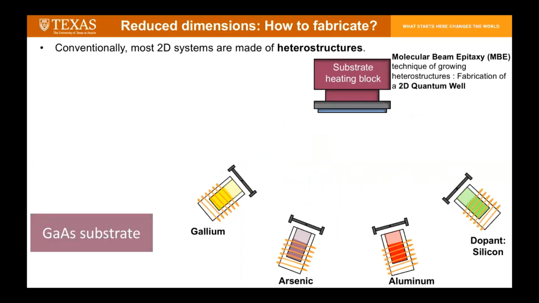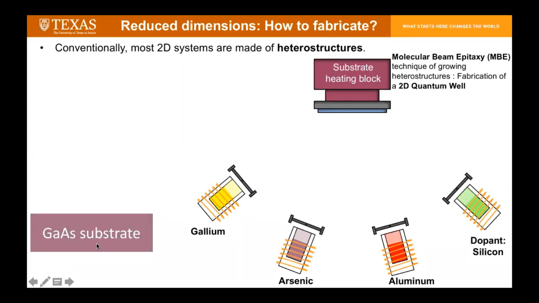So I've given some background on the physics of these reduced dimensions. Now let's talk about how you fabricate these reduced dimensions in the lab. Conventionally, most of these 2D systems were developed in heterostructures, which means at the interface of two different semiconductors. I worked quite a lot with gallium arsenide, so I'm going to give you the example of a two-dimensional electron system in gallium arsenide. The system is grown using a technique called MBE, or molecular beam epitaxy. The schematic here just shows the fabrication of a 2D quantum well.